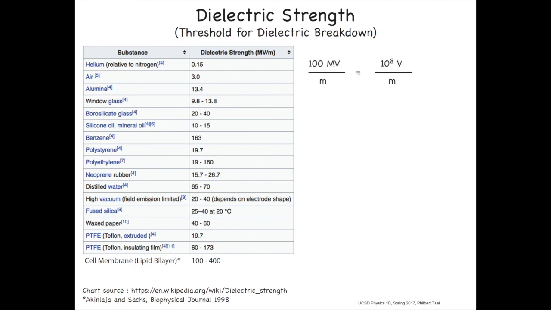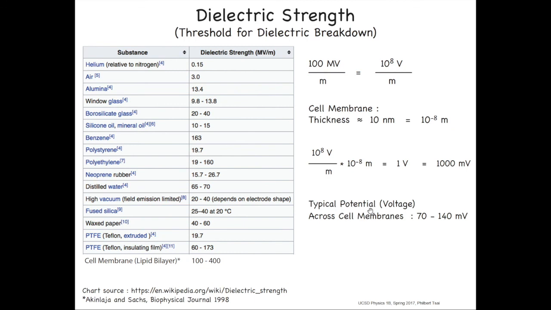So an interesting calculation to do would be to take this 100 megavolts per meter, 10 to the 8 volts per meter, and see what that corresponds to when you look at it across a 10 nanometer thick cellular membrane. Well, 10 to the 8 volts per meter times 10 nanometers, which is 10 to the minus 8 meters, gives you 1 volt, or 1,000 millivolts.